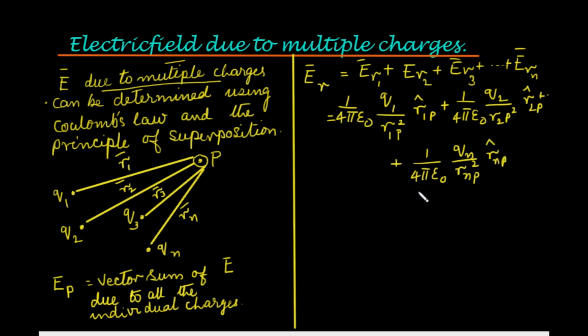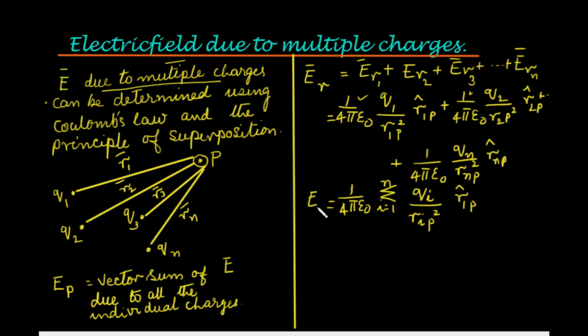If you have any doubt regarding the vector form of Coulomb's law, please click the I button to watch that. 1 by 4 pi epsilon naught is common. Therefore, we will take that quantity outside the equation. Then we will write it as 1 by 4 pi epsilon naught sigma Qi by RiP raised to 2 into RiP cap, where i has the limit from 1 to n.